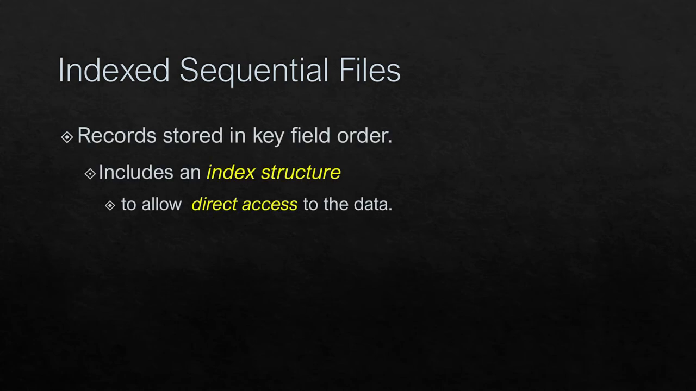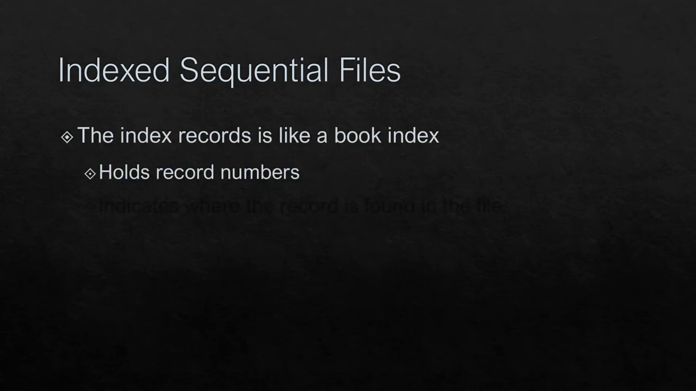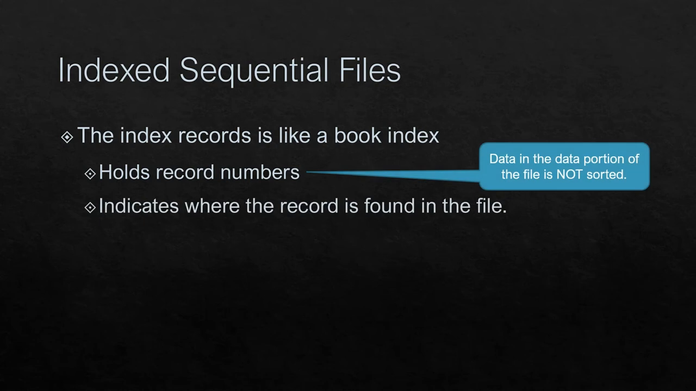So the records are sorted in key order, and we use an index structure to allow us to get direct access to the data. And what that means is we can use the index to find an individual record. So the index works just like a book index, and it holds a record number, and it doesn't hold any data there. So the index is sorted, and it indicates where the records are. The data portion is not sorted.